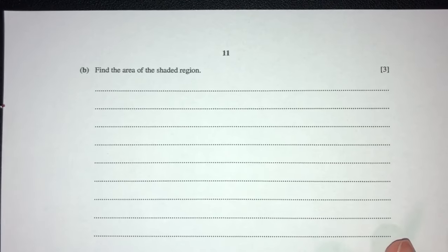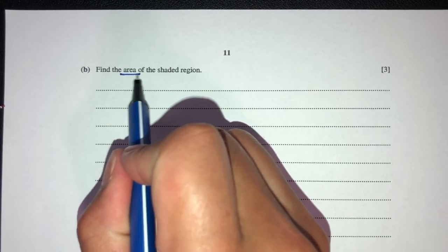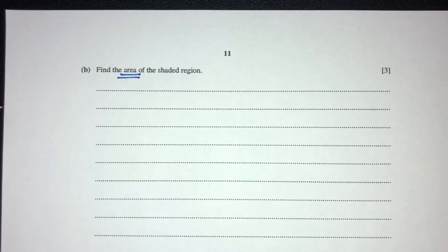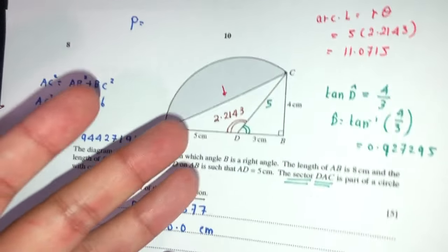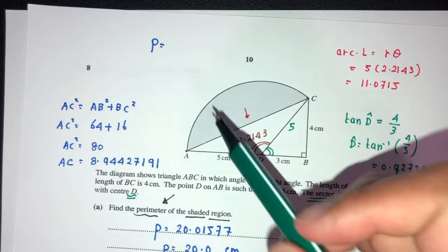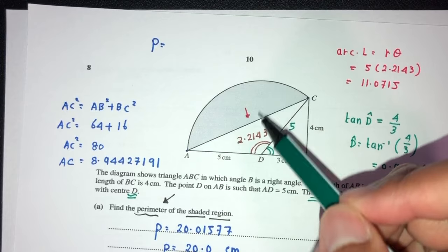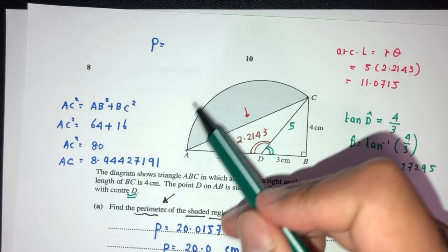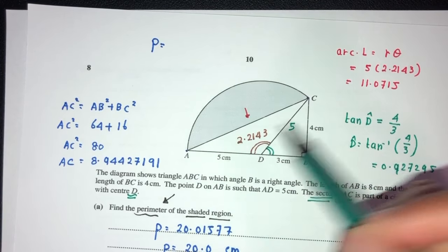Let's move on to part B. We have to find the area of this region. Now again, how do you find this? It is solved by observation. So nothing is magic. We have to observe and then derive the values. So how would you find this area? So we can first find the area of everything, and minus the area of this triangle.